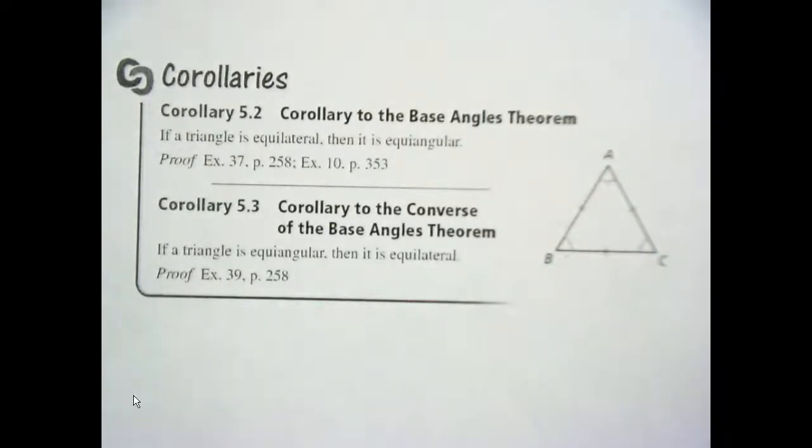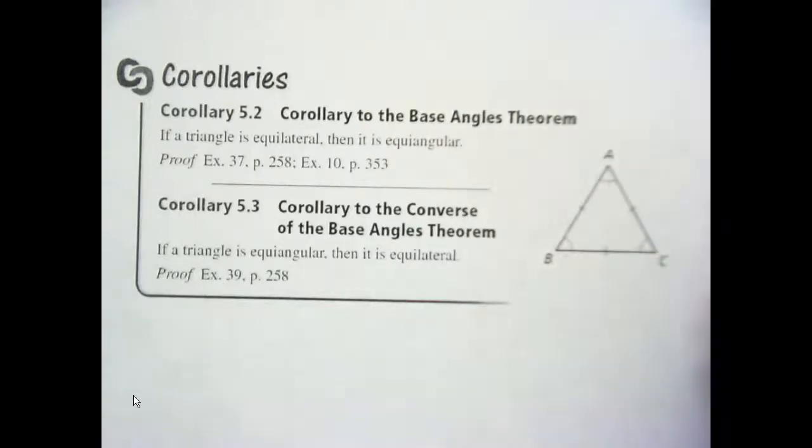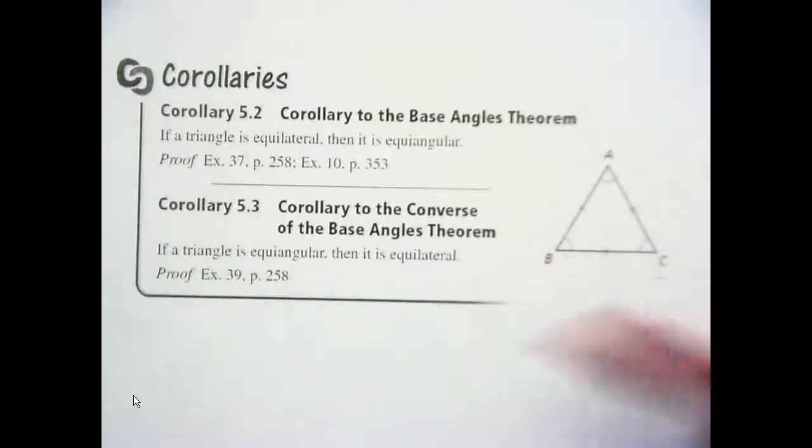Is an isosceles triangle an equilateral triangle? Is an equilateral triangle an isosceles triangle? Yes. An equilateral triangle has two sides congruent, and it just so happens to have a third side congruent. It's a special type of isosceles triangle. It's a more specific type of an isosceles triangle.